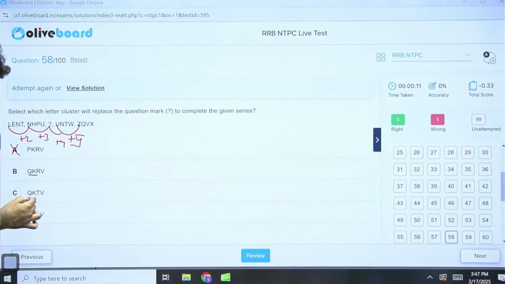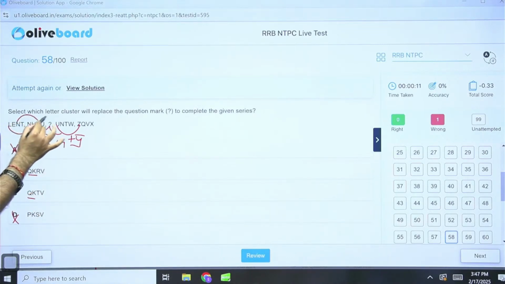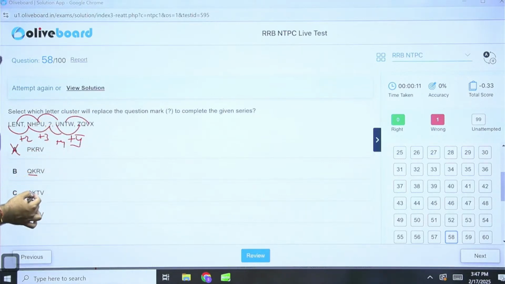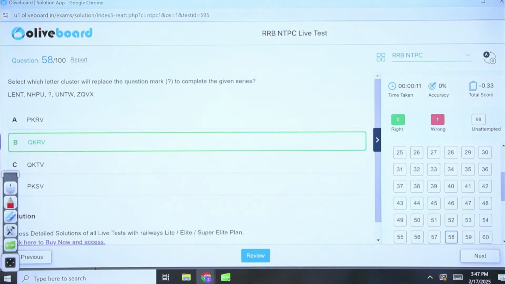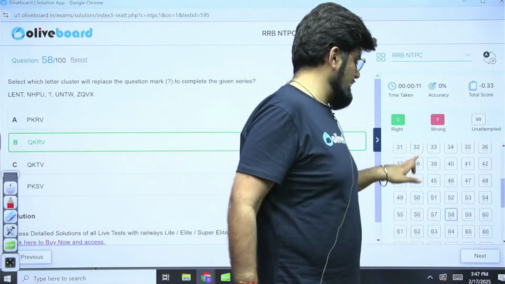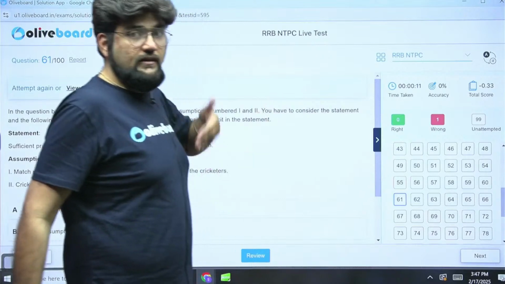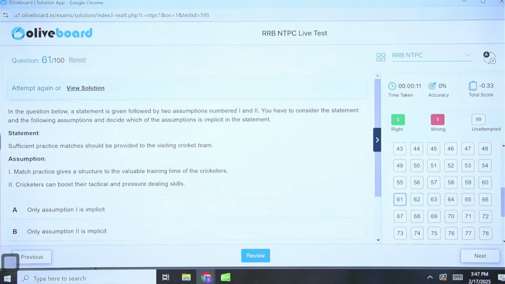Now QK, don't check for the second one, check straight away for the third one. So 14, 16 and 20, 22. So it's increasing by 2 only. So 16 plus 2, 18 will be your right answer, which is R here. So option B becomes your correct answer. Letter series, no matter how difficult they try to make it, it can always be very easy. Always go with the alternate version only, guys. Always go with the corresponding letter series, okay? That is always going to help you.